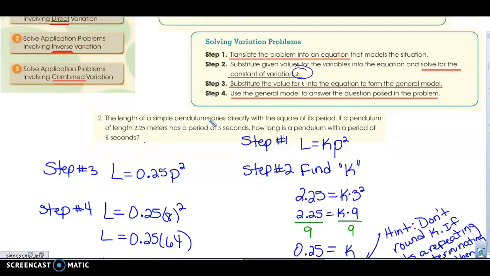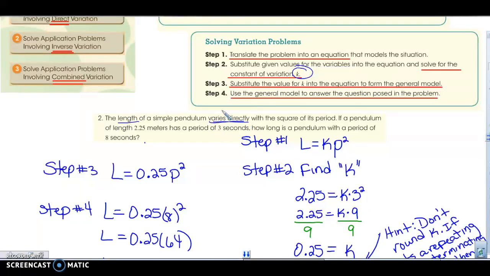The length of a simple pendulum varies directly with the square of its period. This first sentence is what we're going to use to translate and get our equation. Now you can use the y and k, but it really helps to use letters that apply to the situation. So we're talking about length of a simple pendulum. So I chose to use L for length.